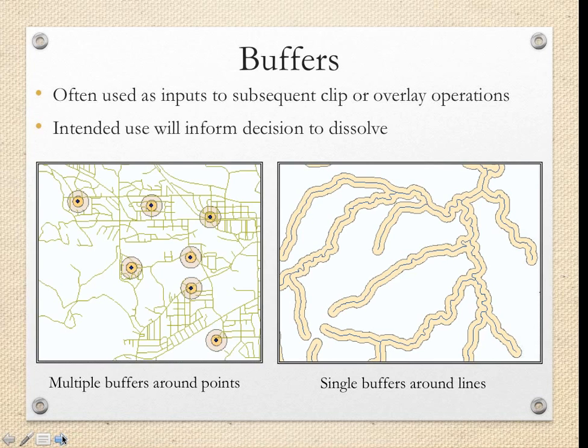So the fields on that must match exactly. On to buffering. The buffering tool does pretty much exactly what it sounds like it would do. It creates a given radius around an input layer.